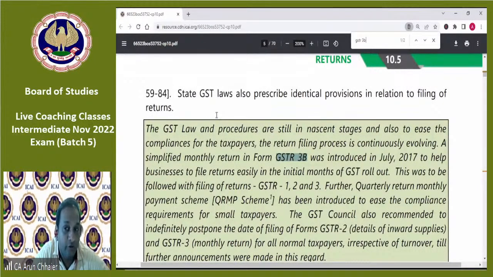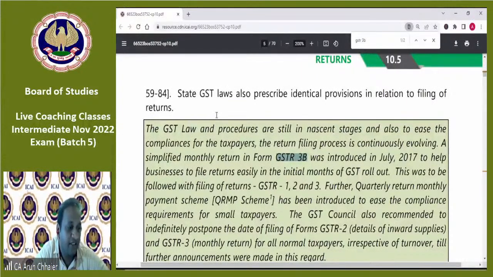Ankur, you are using the word next month. It means, are you talking about monthly? Because if it is monthly return, then the due date is not the 13th, it is 11th. That is the only correction. That's okay.